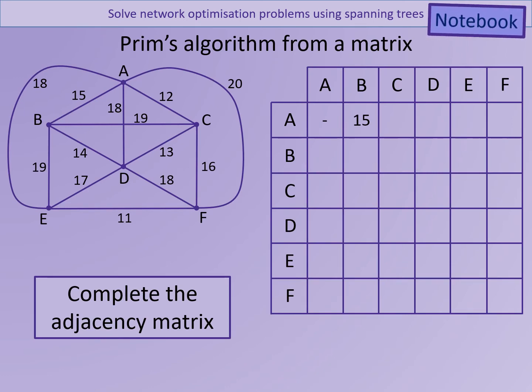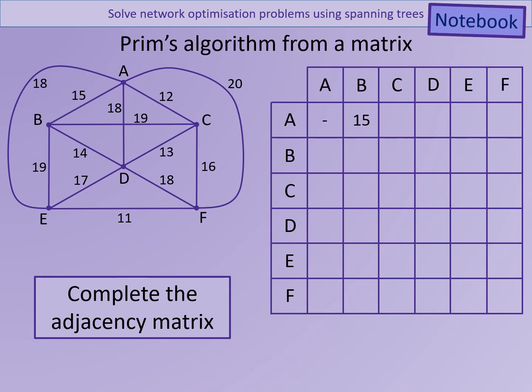One of the main benefits of Prim's algorithm over Kruskal's is that Prim's algorithm can also be modified to work if the network has been given as an adjacency matrix. This is more difficult to do with Kruskal's algorithm because one of the steps in Kruskal's involves checking for cycles, and this is difficult to do in an adjacency matrix.